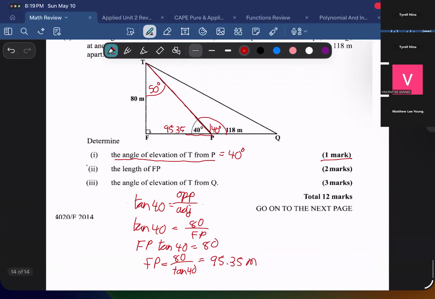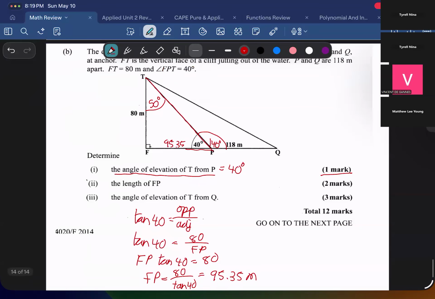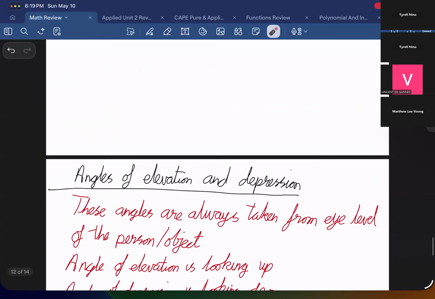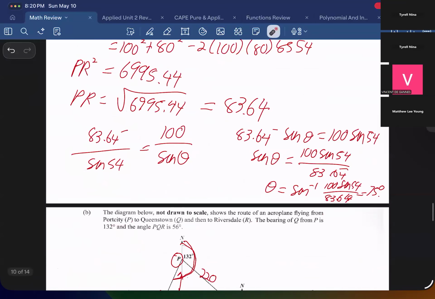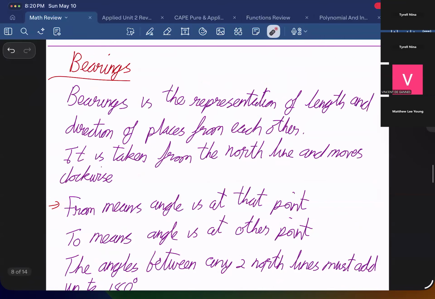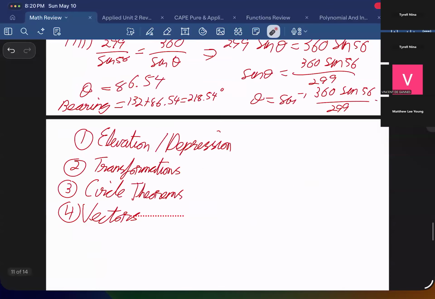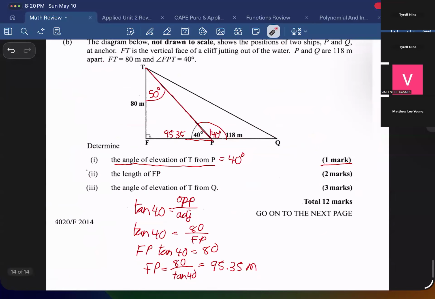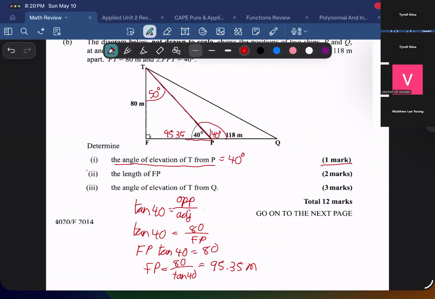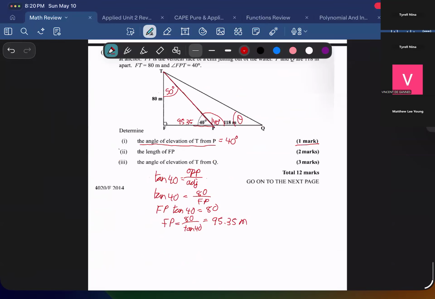So now they want the angle of elevation of T from Q. Remember what we were talking about yesterday too. I said that "from" means the angle is at that point. So if you're a little confused, of T from Q, I draw my little horizontal here, and they want this angle here. And I will tell you all, in the exam, get a little creative.